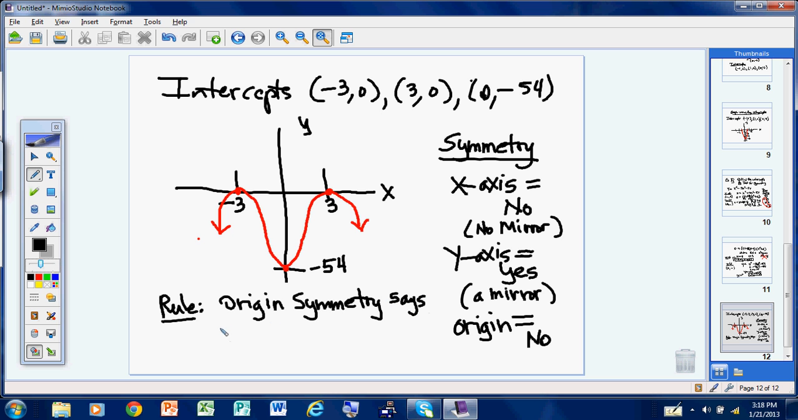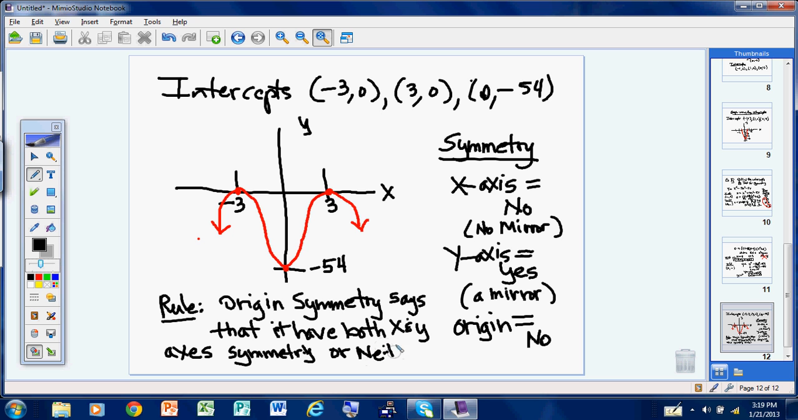says that it would have both x and y axes symmetry, or neither. X or y axes symmetry.